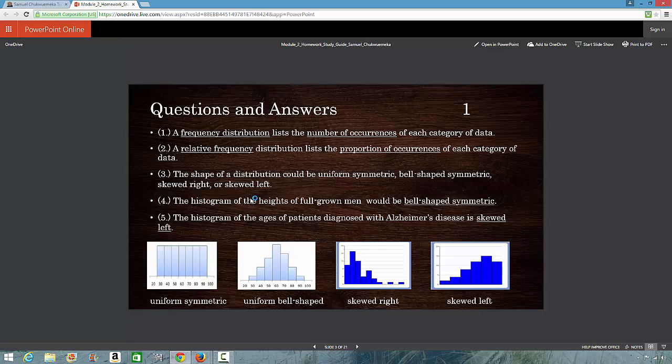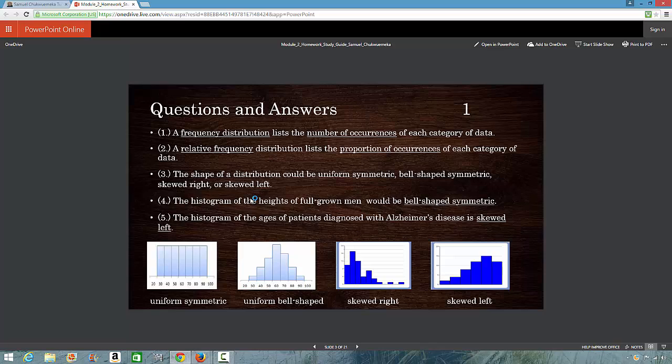So what is a frequency distribution? We say that a frequency distribution lists the number of occurrences, which means it lists the frequency, because frequency is the number of occurrences. You probably use the word frequent. How frequently? You know, how many times does it occur? That is the frequency. So a frequency distribution lists the frequency of each category of data.